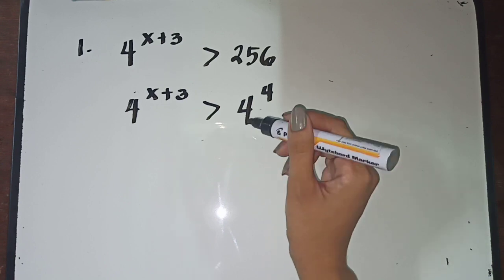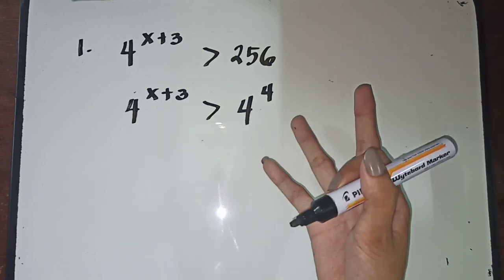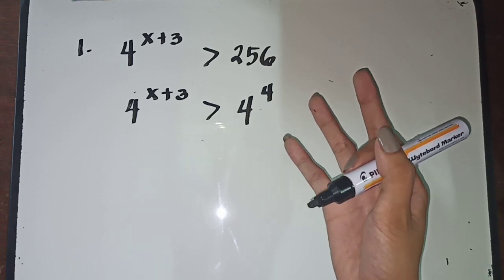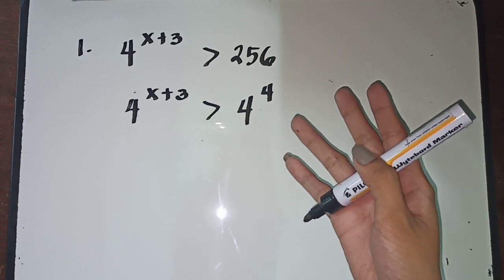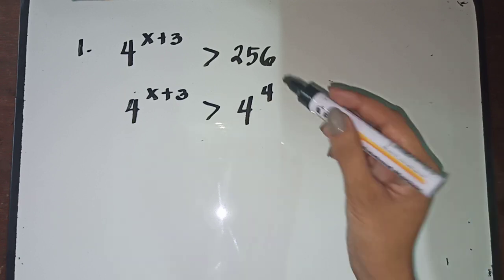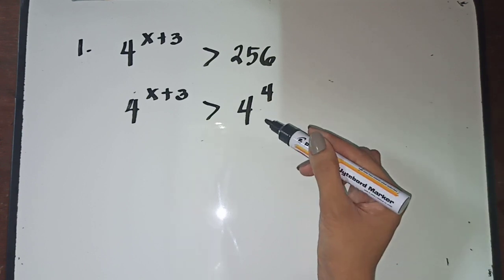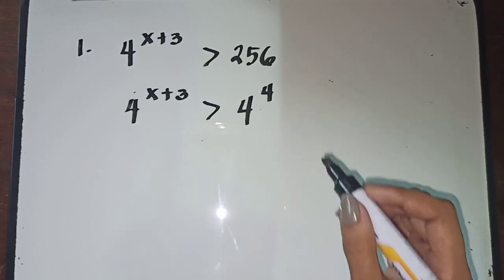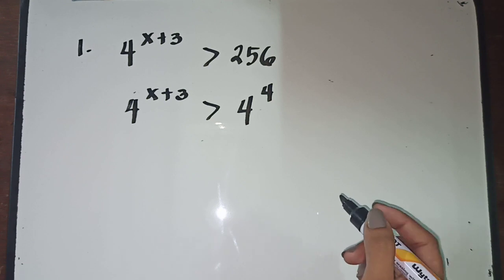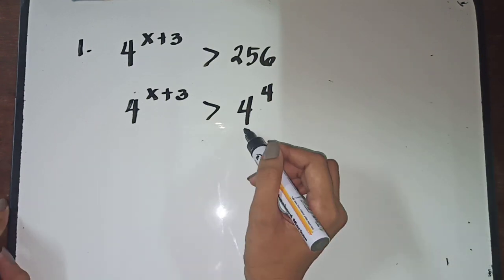Okay, so bakit 4 raised to 4? So, 4 multiplied by 4 is 16. Multiplied by 4 is 64. And multiplied by 4, so that is 256. So, ibig sabihin, itong 256, ang exponential form niya ay 4 raised to 4. Okay? So, ngayon, same na ang base. Magkatulad na yung base. 4 yung base ko dito, 4 na rin yung base ko dito.